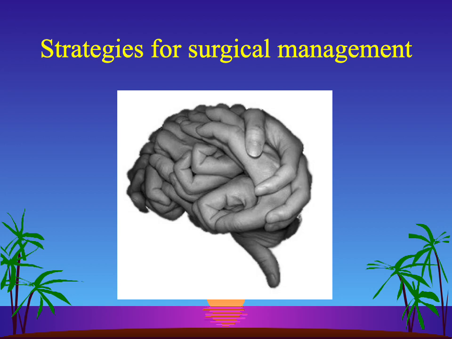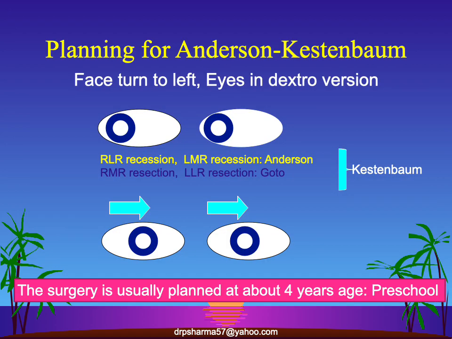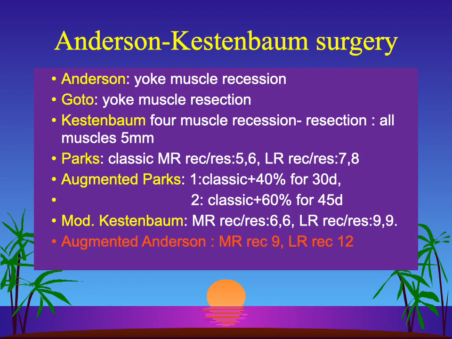Mainly, it is the surgical management that works, and the 5 principles that we use are shifting the eccentric null, artificial divergence surgery, correcting associated strabismus, 4 horizontal muscle recessions, and the Hurtel-Deloso procedure. The plan for Anderson-Kestenbaum, or shifting the eccentric null to the primary position, may be done by Anderson's yoke muscle approach of recessions on both the yoke muscles, or resections by the Goto approach, and the combination of this as a Kestenbaum approach. The surgery is usually planned at about 4 years of age before the child goes to school. So these are the various types of surgical plans.